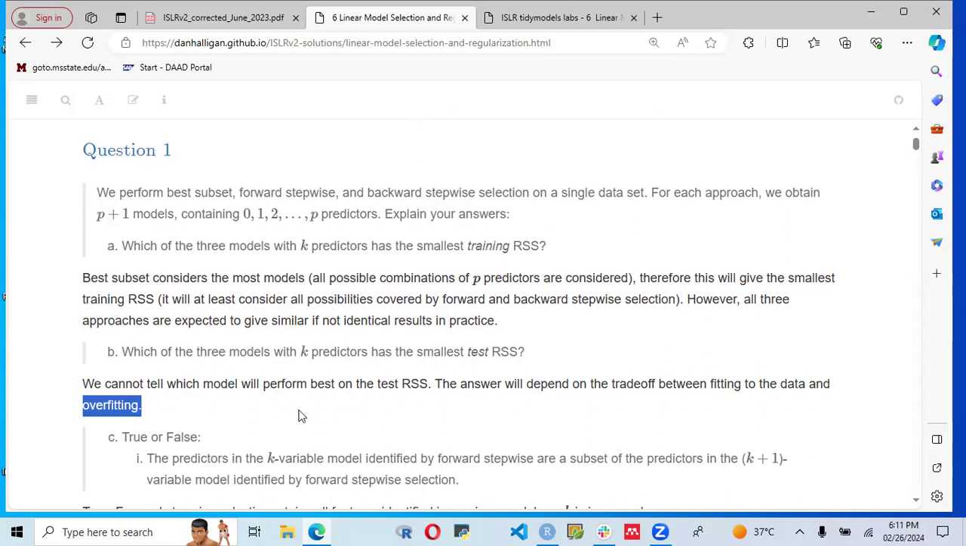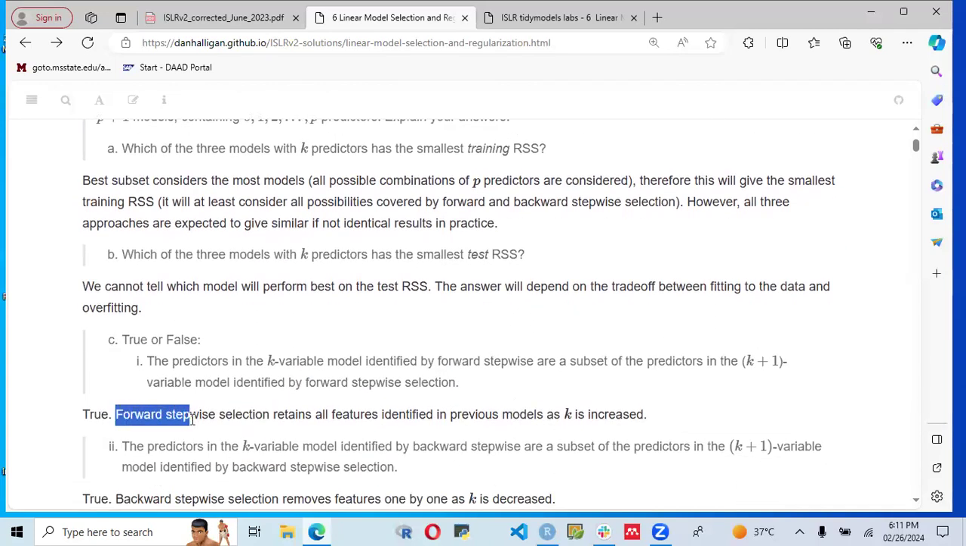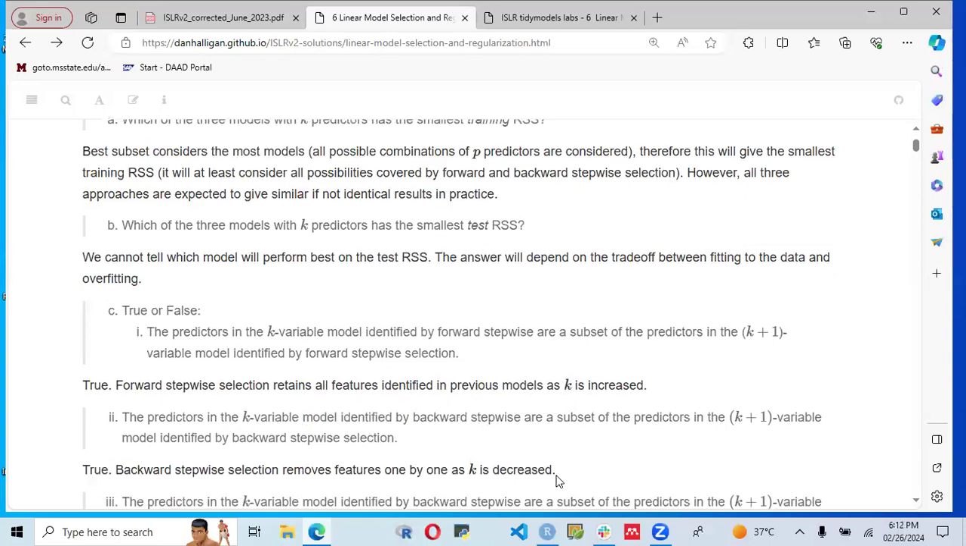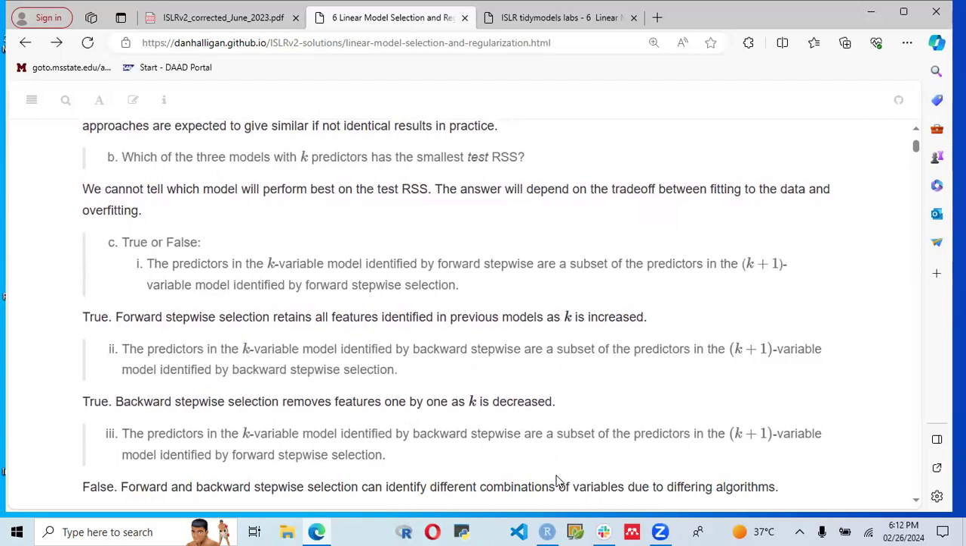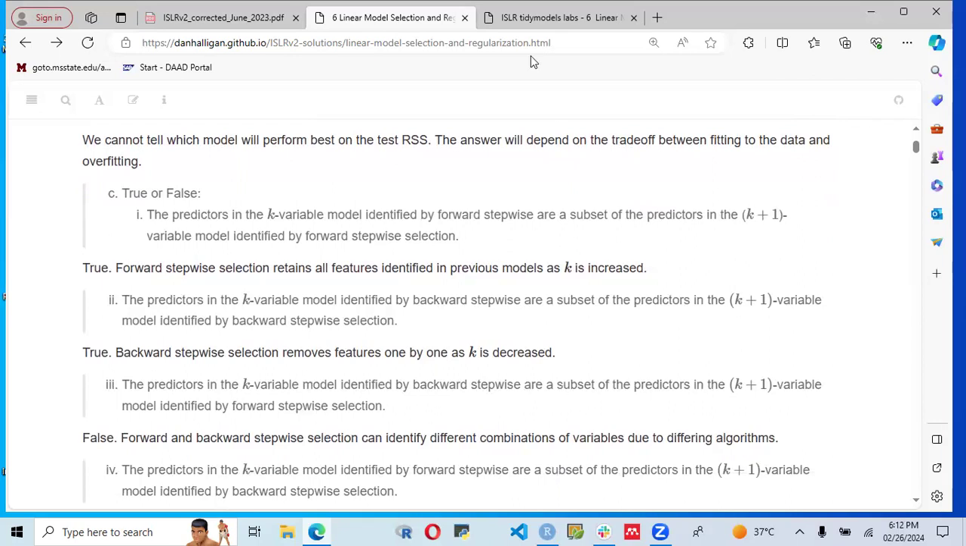They also ask another question, part C, where we choose true or false for each statement. The first says the predictors in the k variable model identified by forward stepwise are a subset of the predictors in the k plus one variable model identified by forward stepwise selection. This is true, because forward stepwise selection retains all features identified in previous models as k is increased. The next says the predictors in the k variable model identified by backward stepwise are a subset of the predictors in the k plus one variable model identified by backward stepwise selection.